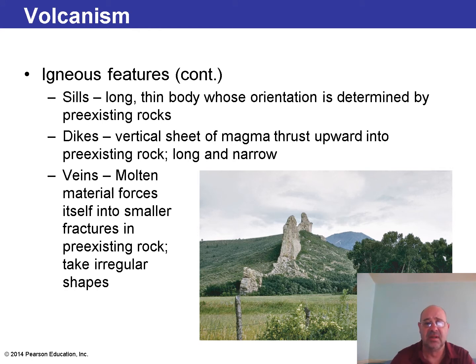All right, sills: long thin body whose orientation is determined by a pre-existing rock. Because you got to remember, you got those horizontal layers within the rock, and this stuff penetrates and forces its way in between those layers. Okay, dikes: vertical sheet of magma thrust upward in the pre-existing rock. Again, any cracks, joints, it's going to find its way up. Veins: molten material forces itself into smaller fractures in pre-existing rocks, taking irregular shapes. Again, any little crack. One of the ones we want to talk about here too, once this all solidifies and dries, just like soil, there's air pockets, porosity. And these small little air pockets are called vesicles. And you need to remember that.